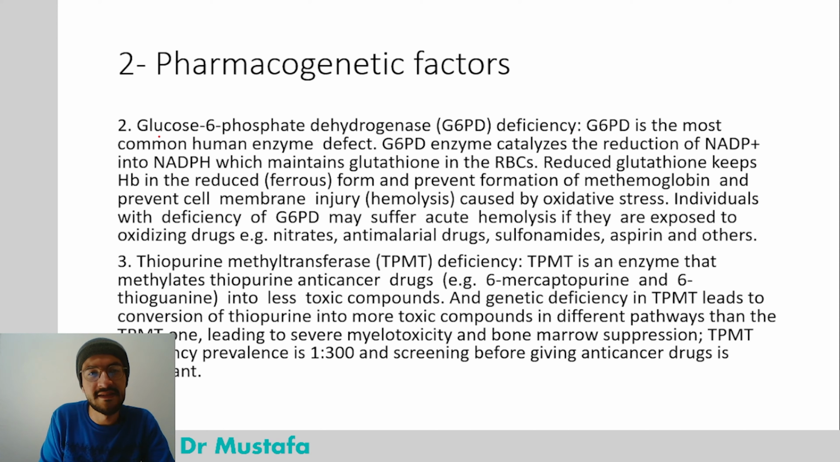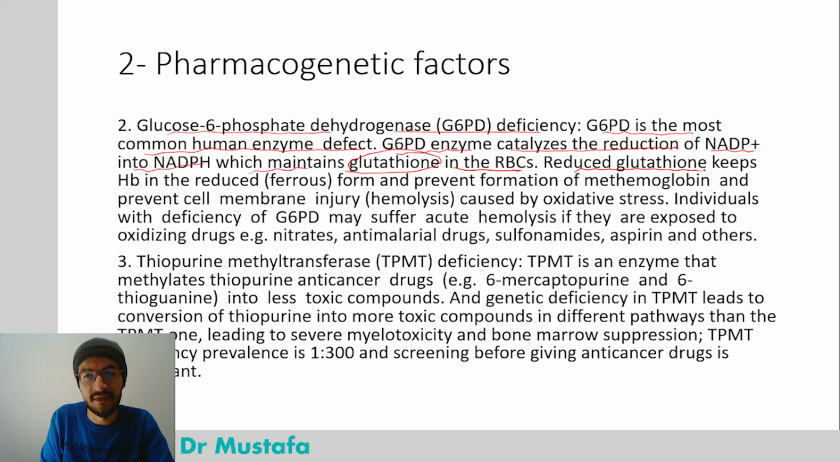Another example is glucose-6-phosphate dehydrogenase deficiency. Now, G6PD deficiency is the most common human enzyme deficiency, and the G6PD enzyme catalyzes the reduction of NADP into NADPH, which maintains glutathione in the red blood cells, the cells that are available in the blood.